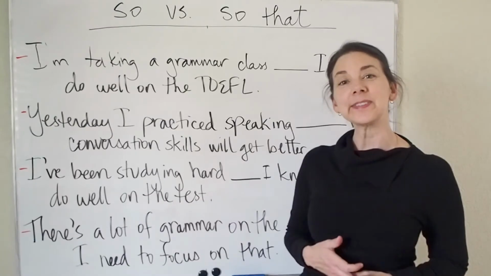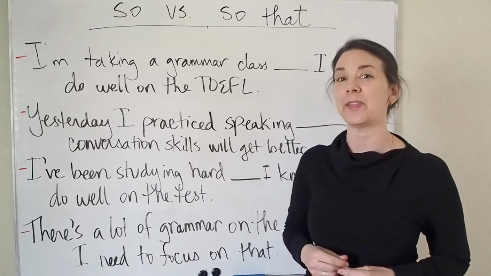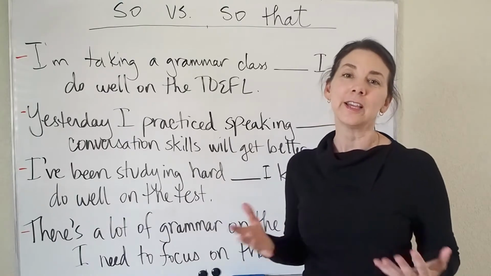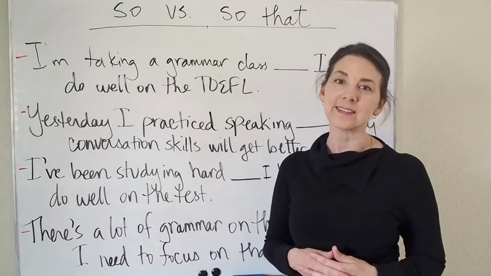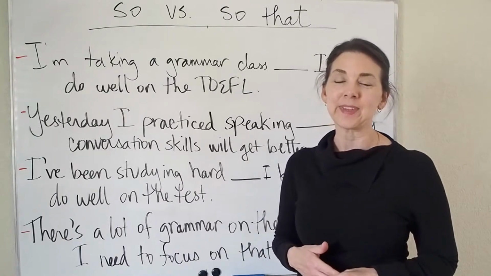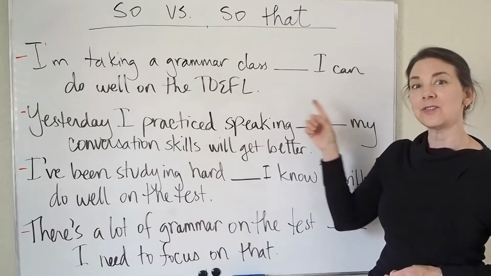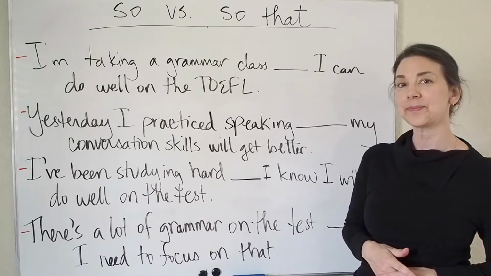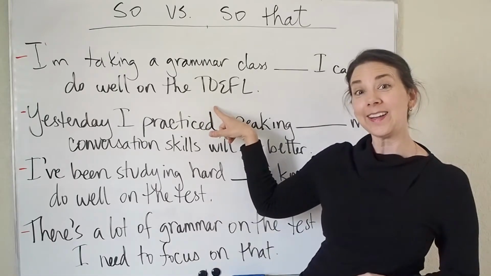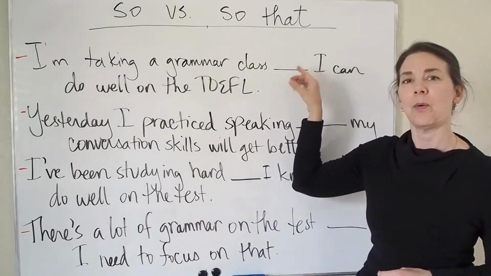sentence. Let's look at some example sentences, and you're going to choose so or so that to fill in the blanks, and after that we will add the punctuation. All of these sentences are about preparing for the TOEFL test. If you're familiar with the TOEFL test, it is a test of English language that is used by some universities for admission. The first one is, I'm taking a grammar class. I can do well on the TOEFL test. So ask yourself a question. Does this indicate an effect or a purpose? Does it show therefore or why?